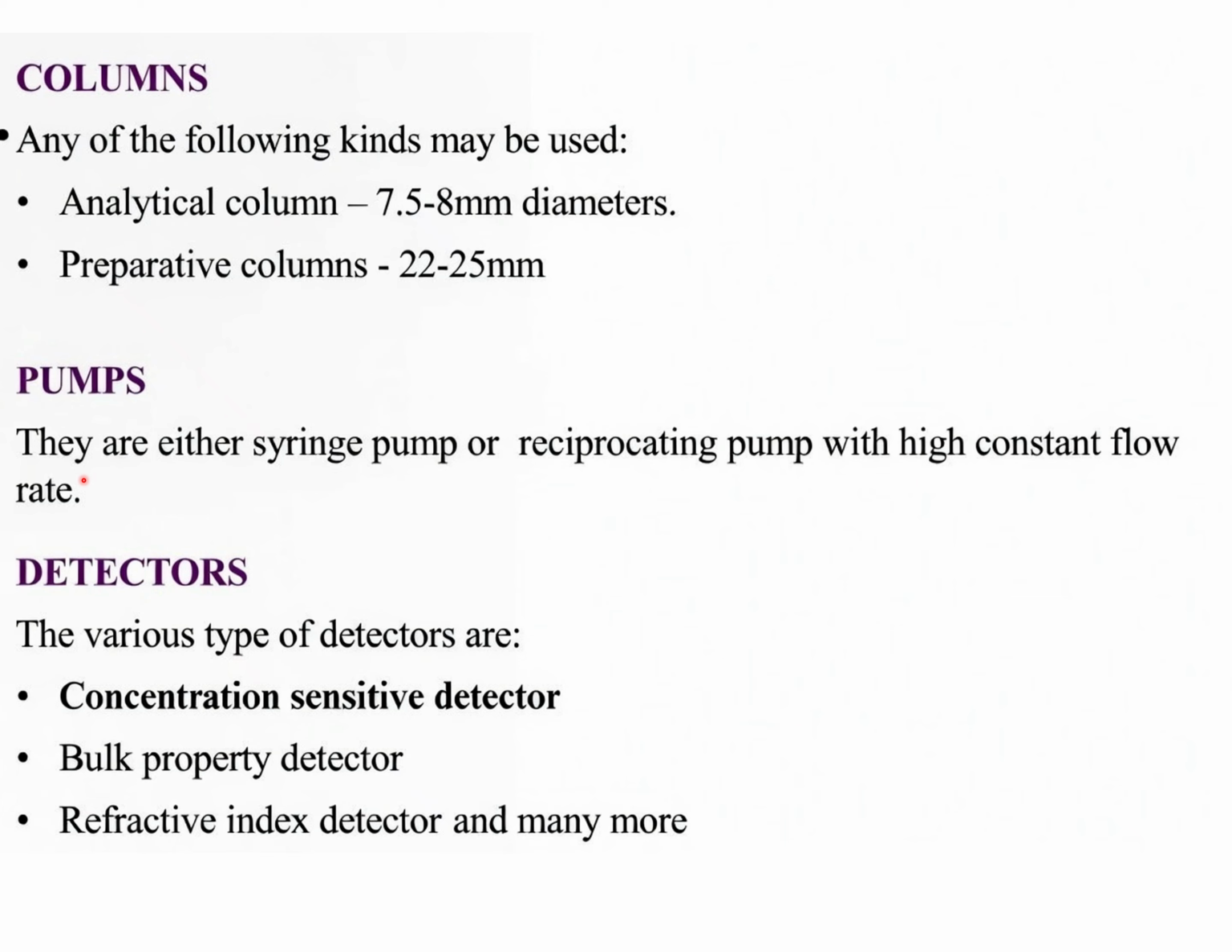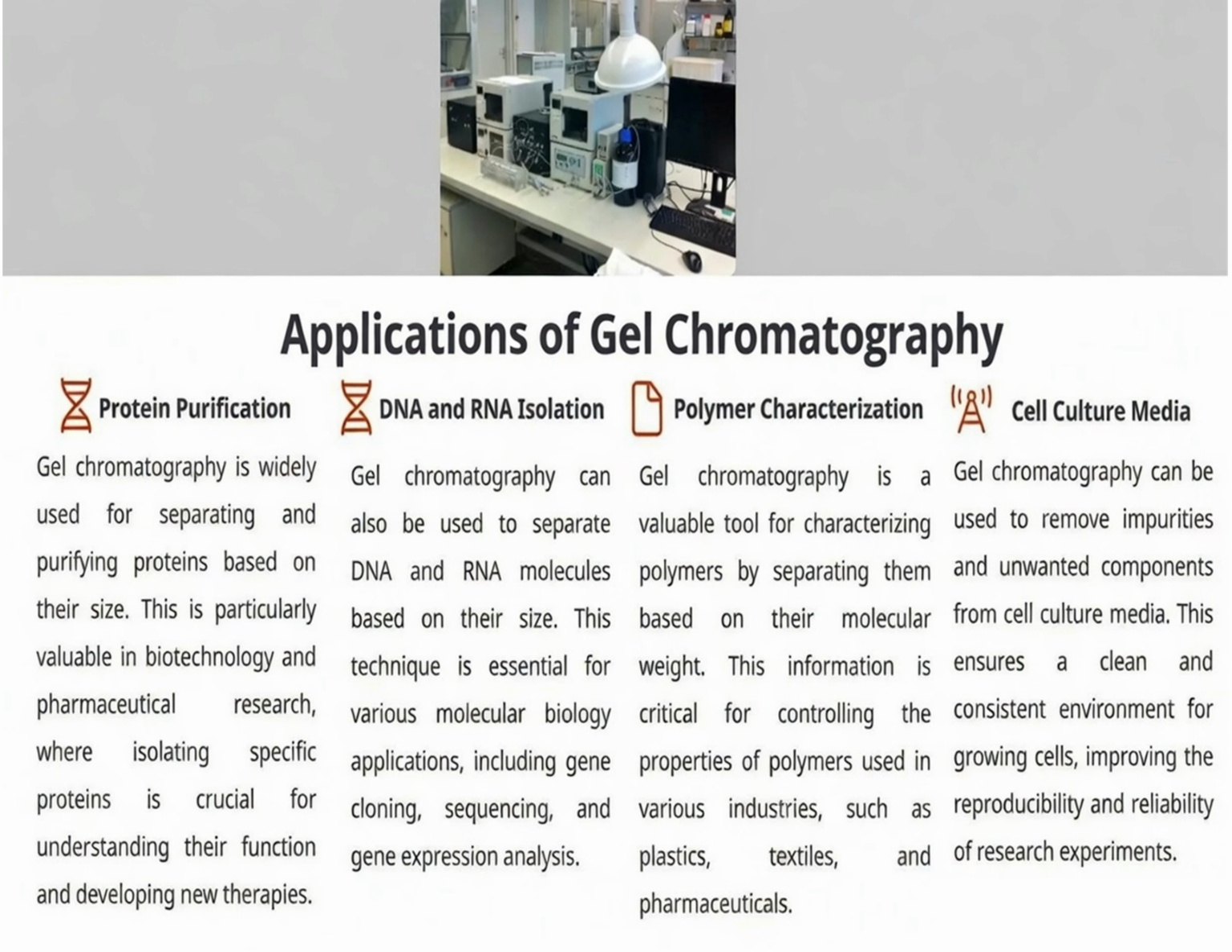Then the pump: either a syringe pump or a reciprocating pump with a high constant flow rate. And the last one is detectors, like concentration-sensitive detectors, bulk property detectors, and the refractive index detector, called the RI detector, and many more detectors are used.